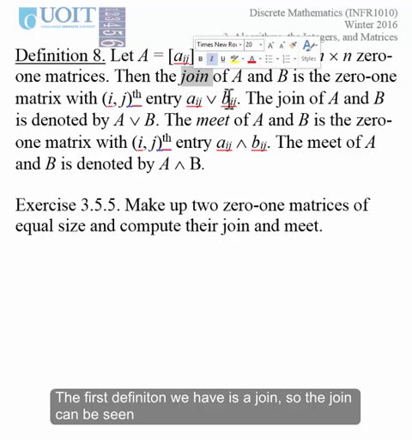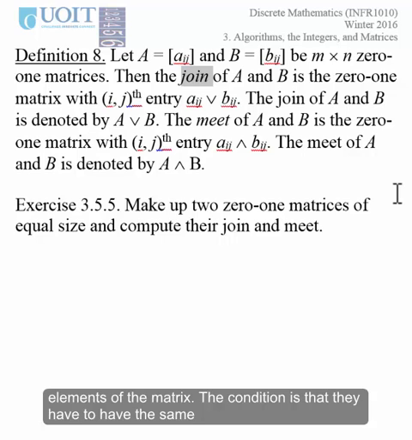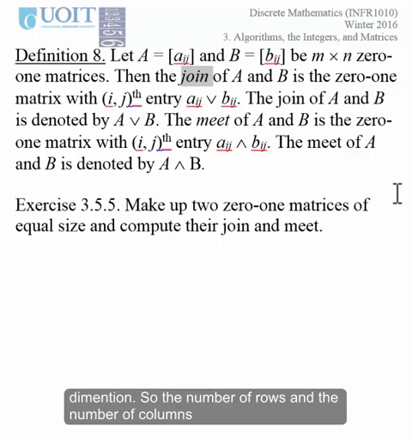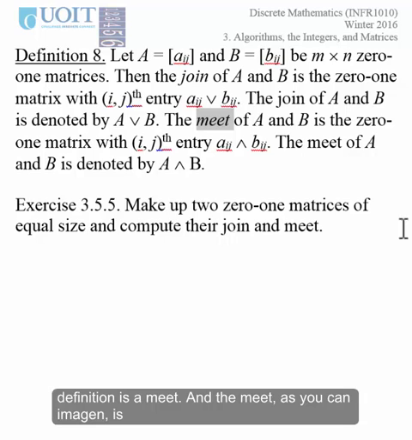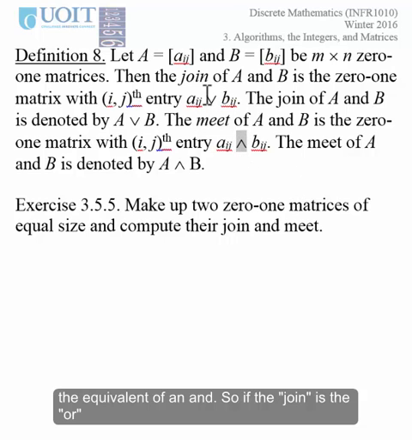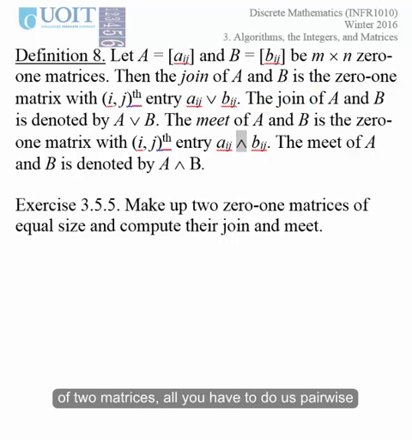The first definition we have is the join. The join can be seen as an OR of the two matrices. To perform the join, all you have to do is a pairwise OR of the elements of the matrices. The condition is that they have to have the same dimension, so the number of rows and the number of columns in both matrices have to be the same. And the other definition is the meet. The meet, as you can imagine, is the equivalent of the and. So if the join is the or, the meet is the and. To compute the meet of two matrices, all you have to do is a pairwise binary and operation over the elements of those two matrices.